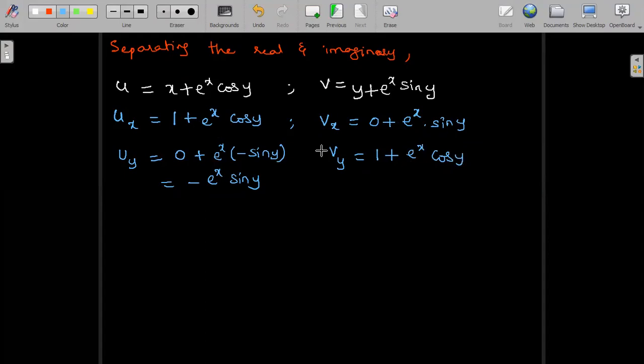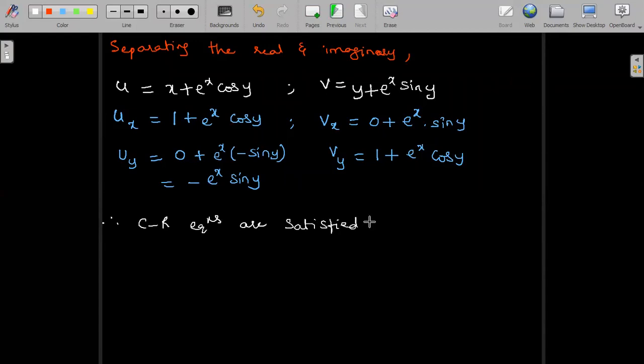Now we observe the CR equations to satisfy. The CR equation says ux is equal to vy. We observe they are equal, and vx is equal to minus uy. This is positive e power x sin y, and this is negative e power x sin y. So vx is equal to minus uy. So we can conclude thus CR equations are satisfied.